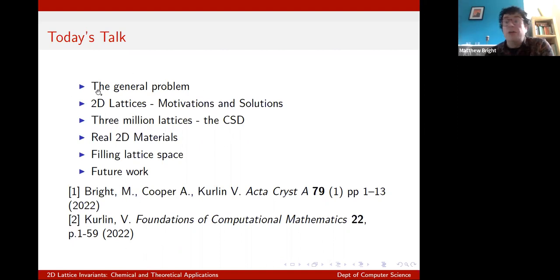So I'm going to talk about our general group problem as we usually do, but hopefully very quickly, and then run through the approach to how we solve the problem in the 2D lattice case. Then I'm going to explore how we've started applying that even for these very simple structures of 2D lattices, first for a large data set, as we've seen, of 2D lattices, although rather artificially generated.